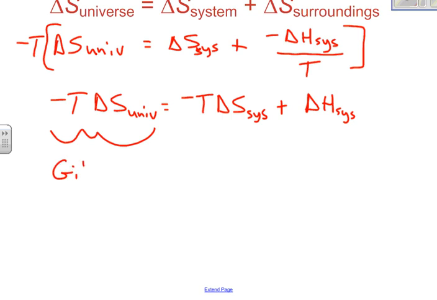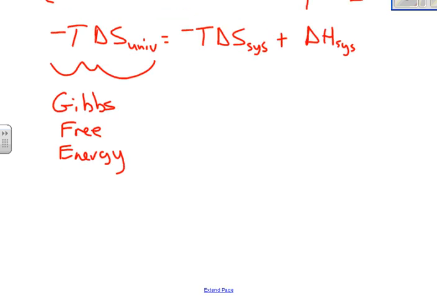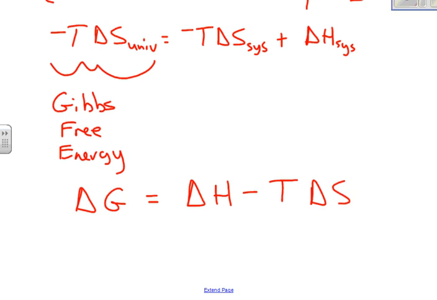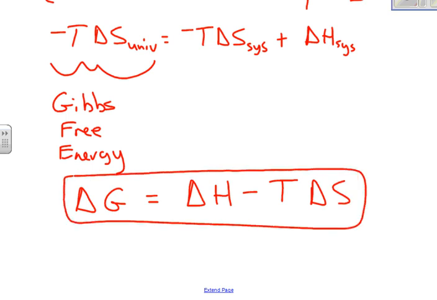That negative T delta S of the universe will be referred to as Gibbs free energy, or rather delta G. So the usual form that we'll see is delta G, Gibbs free energy, is equal to delta H minus T delta S. And again, this is for a particular system, so we put that in there, or a reaction. And what this does is it allows us to keep the surroundings out of the picture.